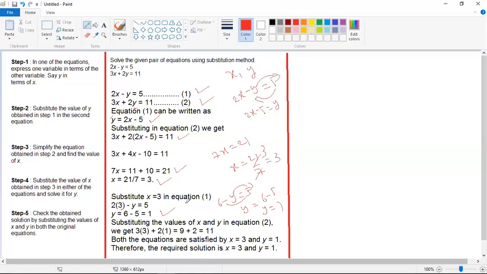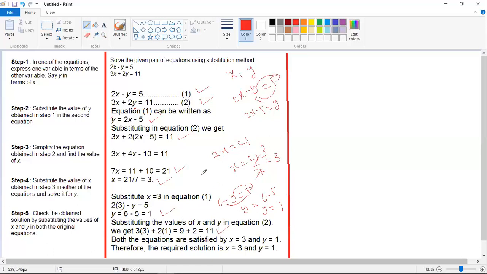Now we got the x value, 3, and the y value, 1. So if you have any doubt, you can confirm by substituting these two variables in the given equations. Let's check once. Substituting the values of x and y in equation 2, we have 3x plus 2y is equal to 11. What is the x value? 3. What is the y value? 1. So 3 threes are 9 plus 2 ones are 2, 9 plus 2 is 11.